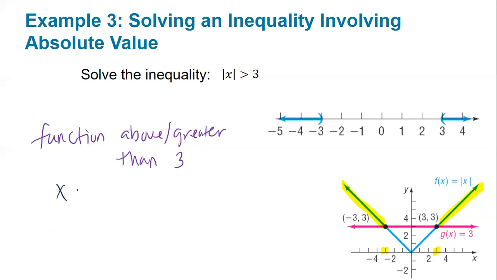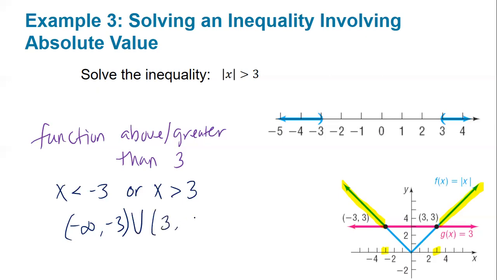All right, here we go. So we have X. Our solutions would be X is less than -3, or, notice here the key word is or, X is greater than +3. And writing that in interval notation, it would be from -infinity to -3, or from +3 to infinity.